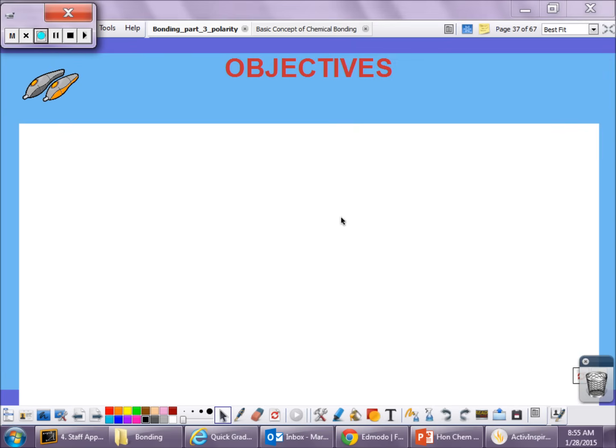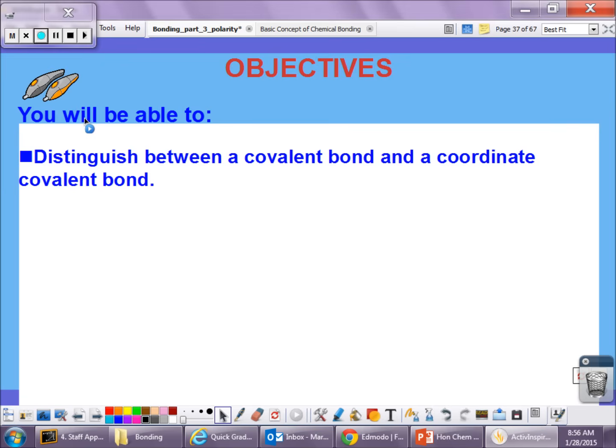Okay, guys, this is part two. This is the second part of the video on drawing Lewis structures. It is important that you watch this part two so you can know exactly the extension to the octet rules. The objectives for this lesson: we will be able to distinguish between a covalent bond and a coordinate covalent bond.